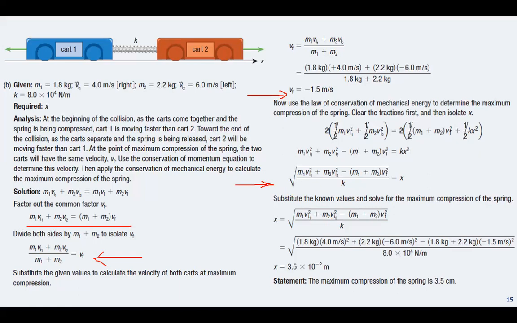Again, we have all the values on the right side. So put all the values in, you can find x is actually 3.5 times 10 raised to the power of -2 meters, which means 3.5 centimeters. So we can make the final statement like this. The maximum compression of the spring is 3.5 centimeters.